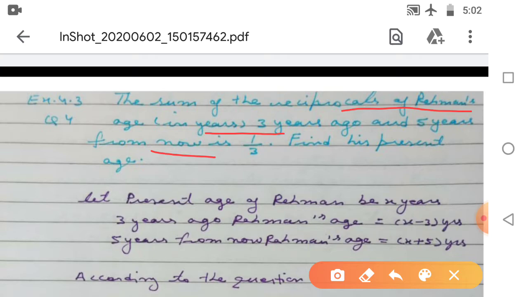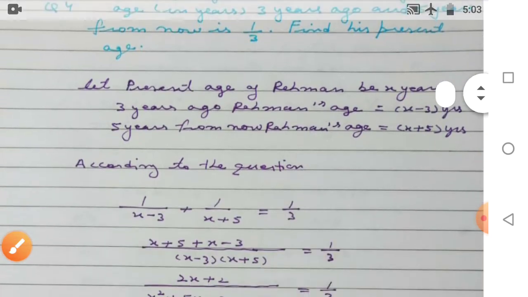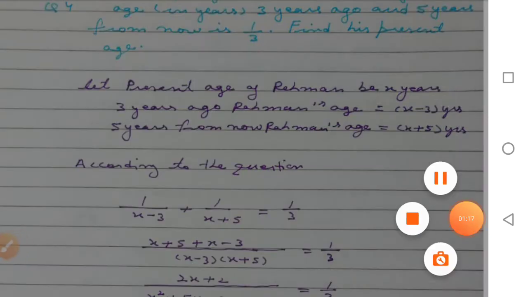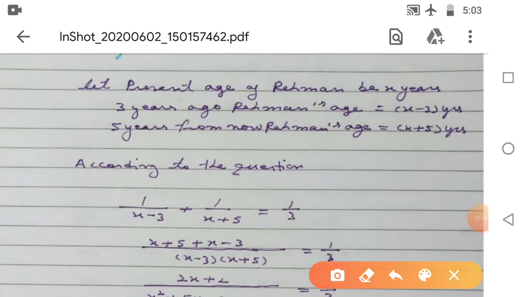The sum of the reciprocal of Rahman's age 3 years ago and 5 years from now. Clear? So let Rahman's present age be x years, and 3 years ago his age was x minus 3 years. After 5 years the age is x plus 5 years, right? But the question is saying the sum of the reciprocals. So here the age 3 years ago is x minus 3. What is the reciprocal of this age? 1 upon x minus 3.